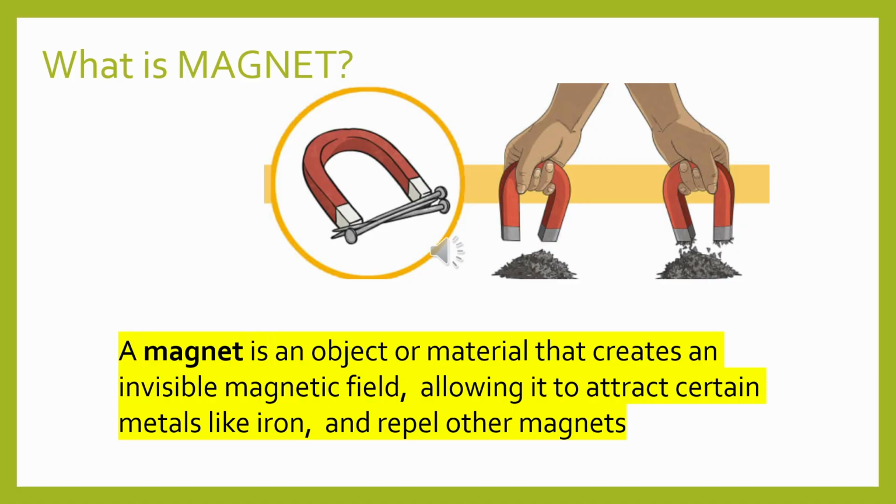Students, do you know what is a magnet? A magnet is an object or a material that creates an invisible magnetic field, allowing it to attract only certain types of metal, for example, iron, but it repels other magnets.